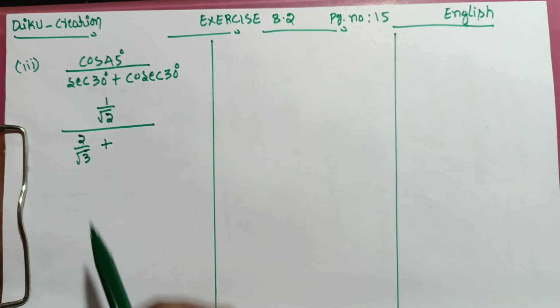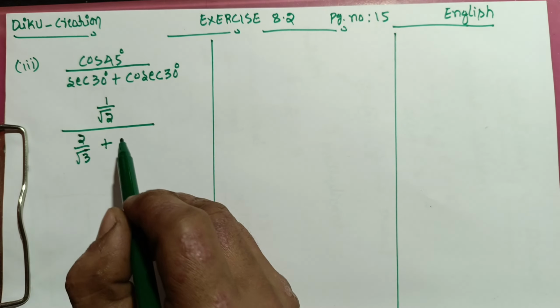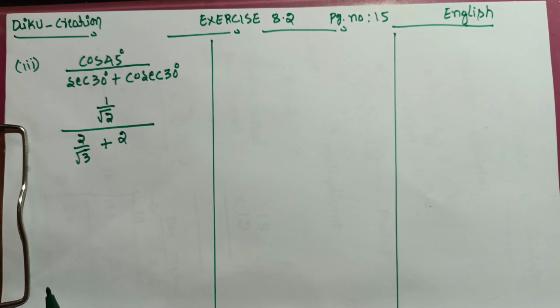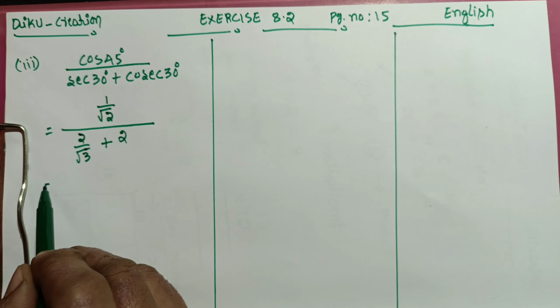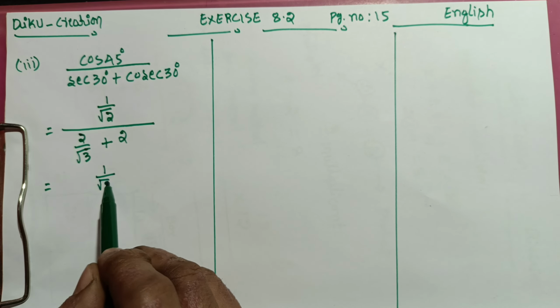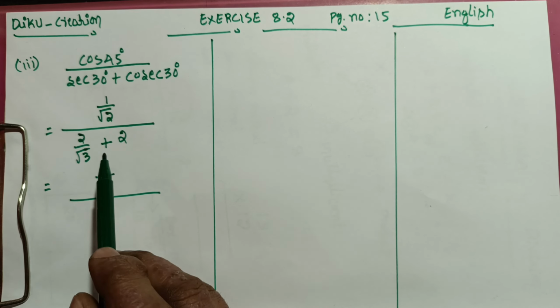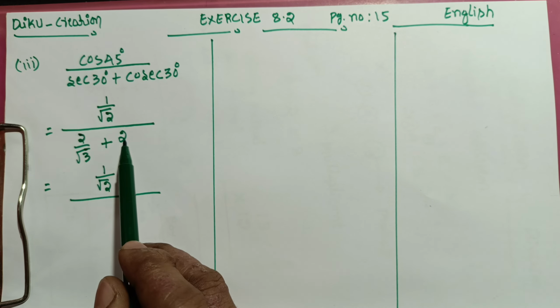Here it is a plus. I'll write plus. Next, cosecant 30 degree value is going to be 2. So I substituted all the values. Now I need to simplify them. I will write the numerator as it is. 1 by root 2 comes to denominator. I will take the LCM in the denominator.